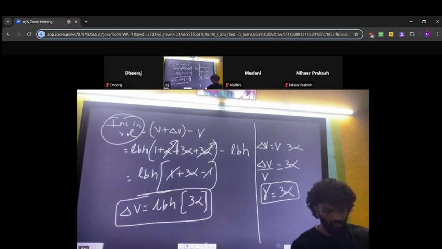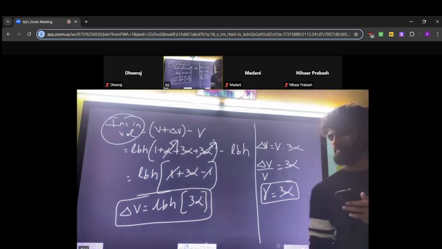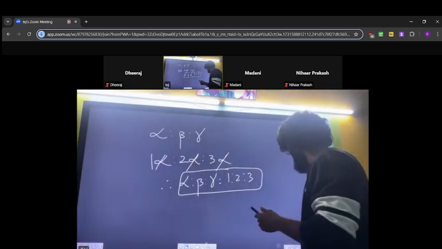Okay, next concept. Anomalous expansion of water. Same thing we learned from 9th standard. Graphs are important.